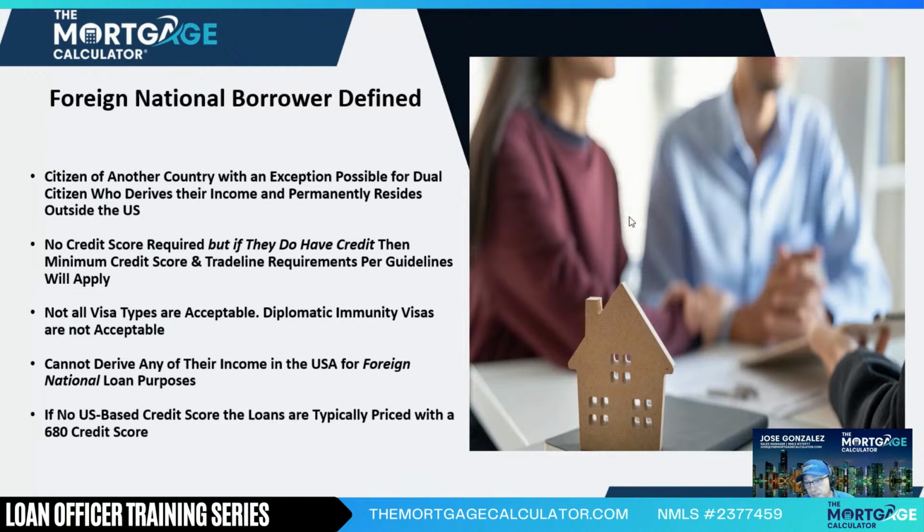Now, obviously, we have DSCR and foreign national loans. We'll get into those details in a minute. They don't require any income verification in any place for the borrower. Now, to note here for MLOs structuring the deals, if the borrower does not have any U.S.-based credit, then the loans are typically priced with a 680 credit score when you're pricing it out, so that you get a viable option. There may be exceptions to this, but typically it's going to be a 680.